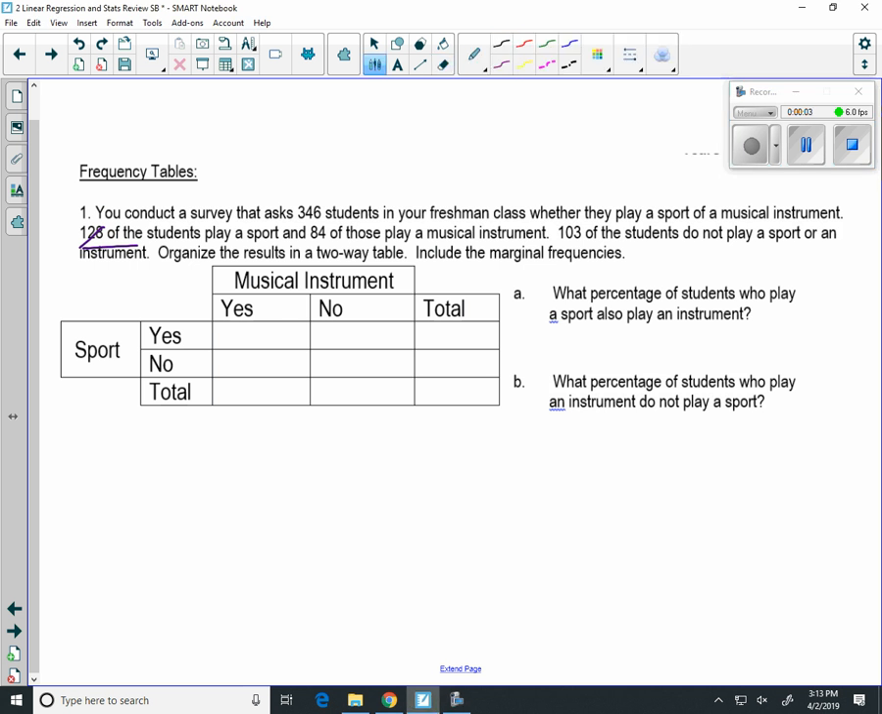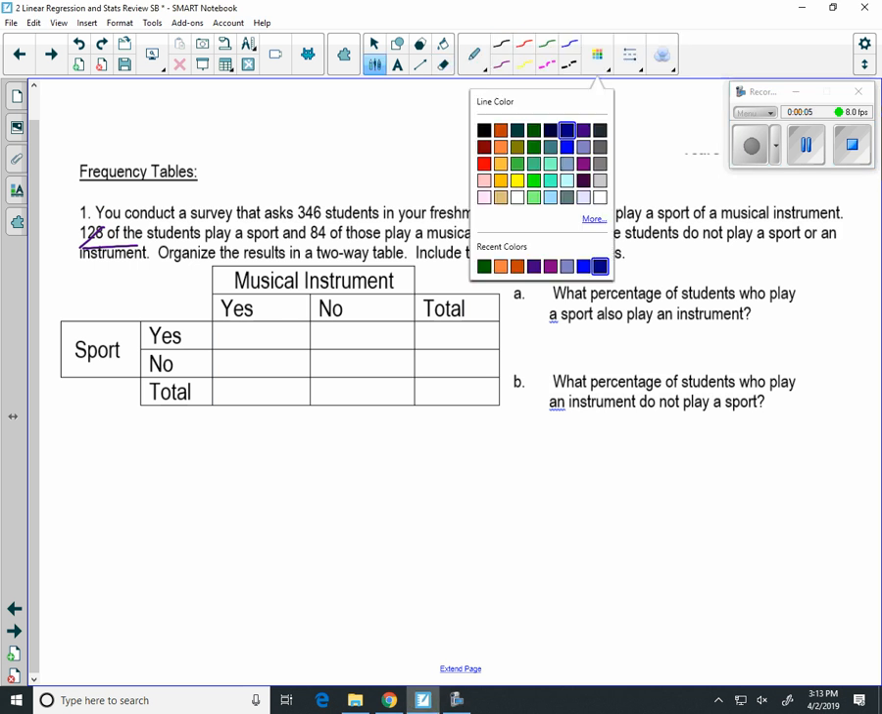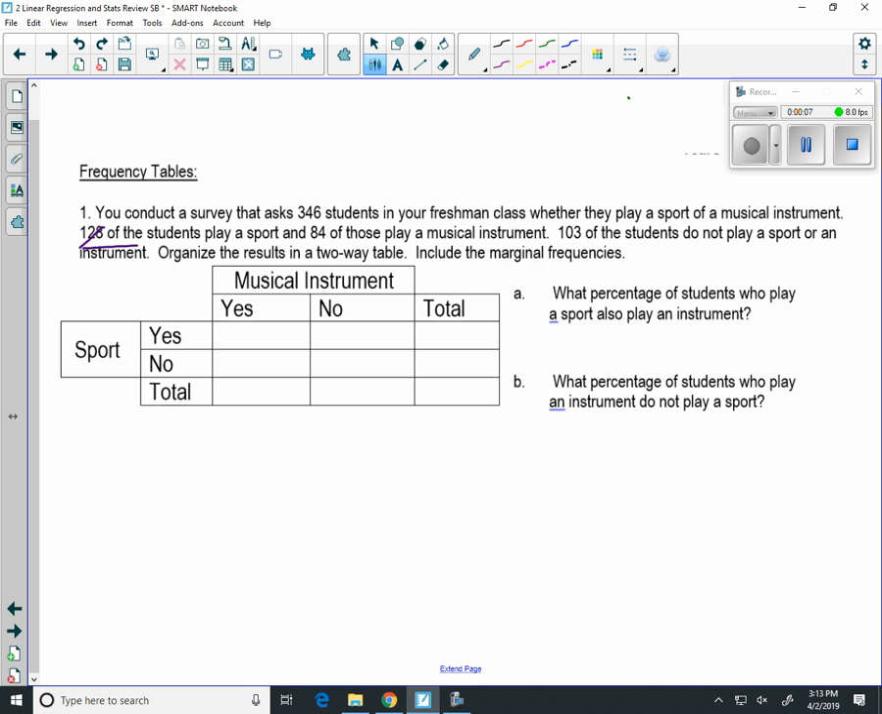Okay, frequency tables, 2 frequency table problems. The first thing we need to do is fill in our frequency table. So if we look at the numbers we have going on here, we start out with 346 total students. And we're going to only use these numbers once. Once I use it, I'm going to get rid of it. 346 total.